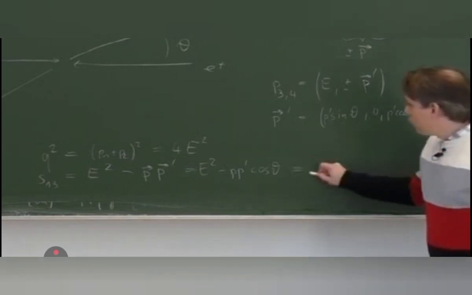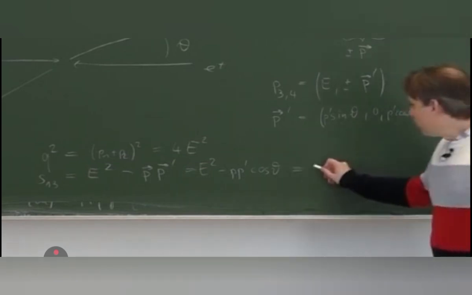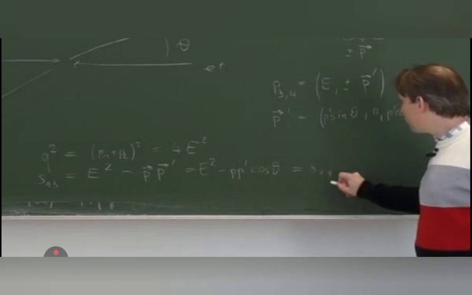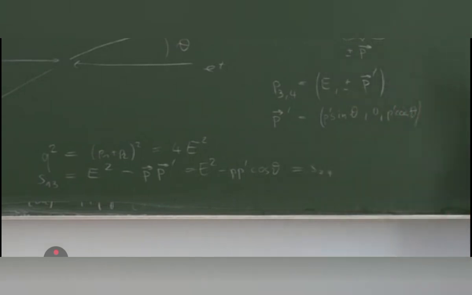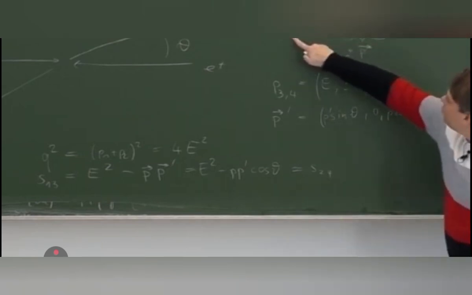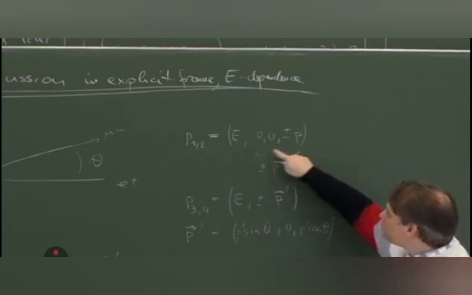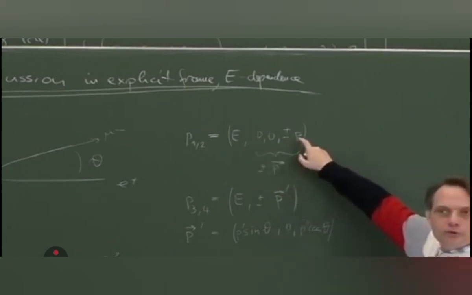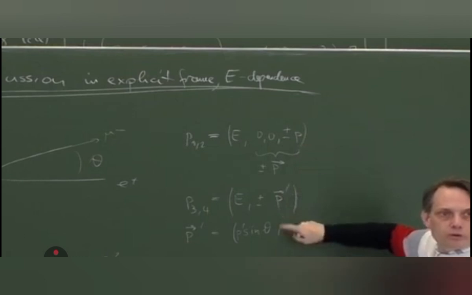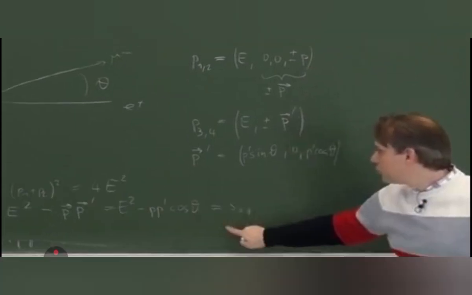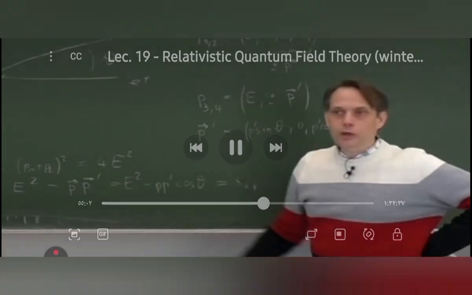And actually, that is the same as the product S24. S13 is the same as S24, because P1 and P2, they differ only by the sign in the momentum, P3, P4 as well. Therefore, the product remains the same because the different sign appears squared. And so S24 is the same as S13, namely that.